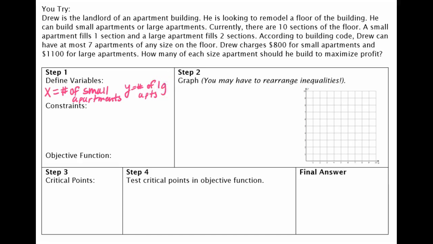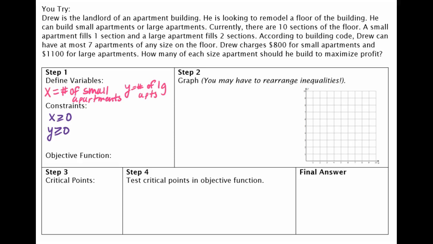Okay, for our constraints, there are two constraints that are not in this problem, but they're something that we need to have as part of our constraints. And those are that X and Y both have to be greater than or equal to 0, because you cannot have a negative number of apartments. You could have 0 apartments, but you can't have a negative number. So those are the two that aren't in the problem. But now let's talk about the ones that are in the problem.